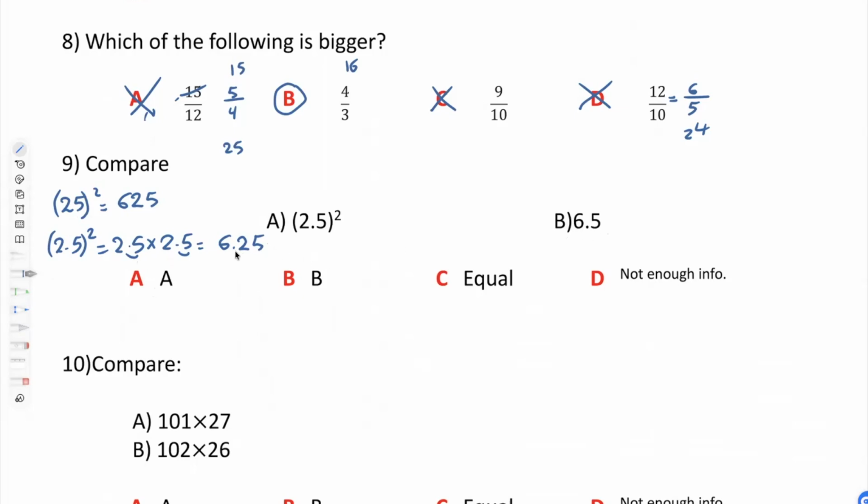How can we compare between them? This is 6, and this is 6. You have 2 decimal places, so you have to add a 0 to compare. This is 25, and this is 50. It means B is greater, so the answer is B.